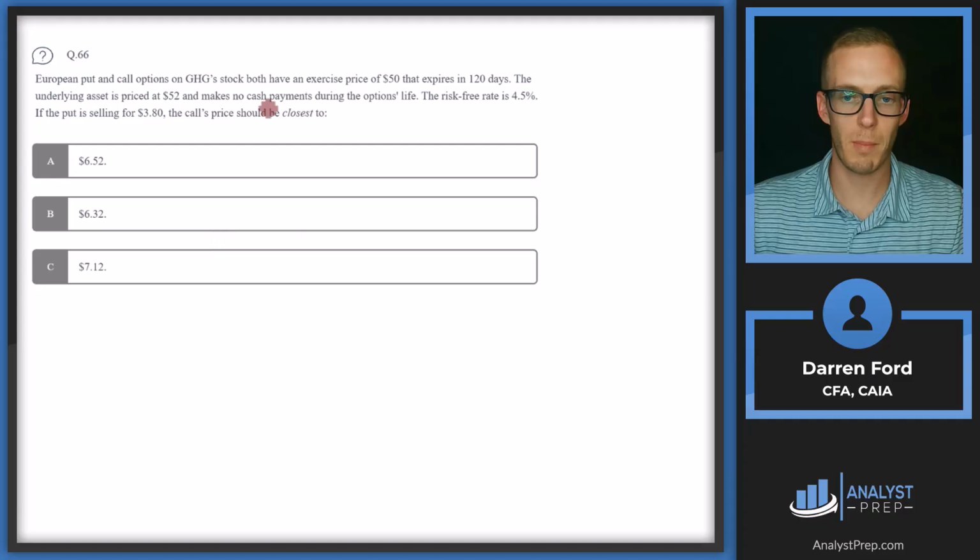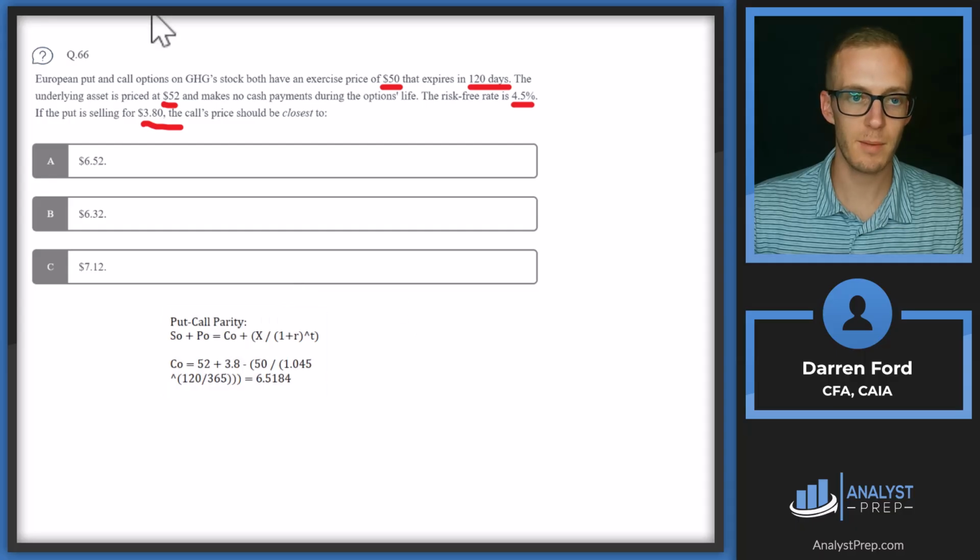So we're going to be using put call parity to calculate this, and I think we're pretty much given all the inputs. So we're going to have exercise price, time to expiration, underlying price, put price, risk-free rate. We're going to be using all these variables here. So let's pull in that put call parity, which is going to be underlying plus put equals call plus the risk-free bond component, essentially, is what this is.